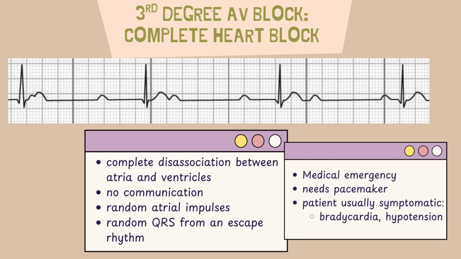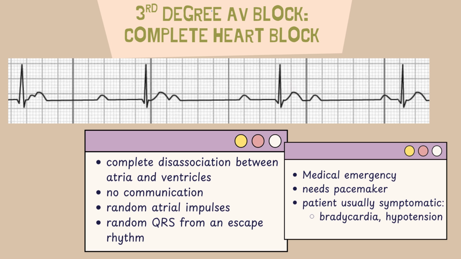All right, and now to our beautiful complete heart block. Third degree AV block. And this is where full breakup happens. In complete heart block, the atria and the ventricles have stopped talking to each other. They just don't like each other anymore. The P waves are marching out on their own pace, and the QRS complexes are doing their own thing. But there's no relationship between the two. The signal is completely lost.